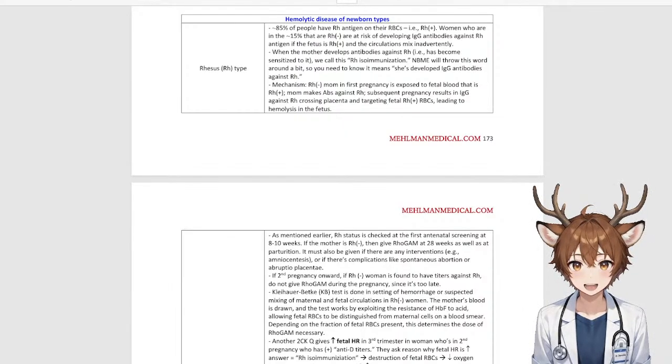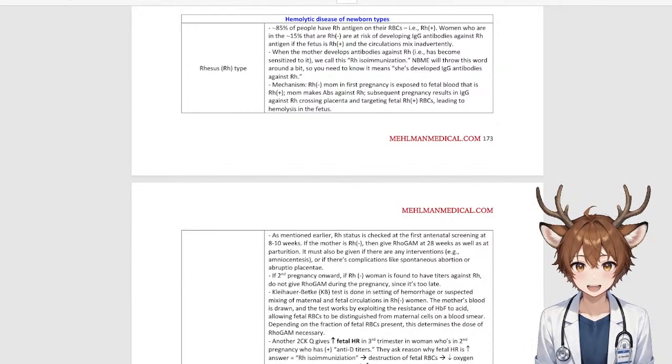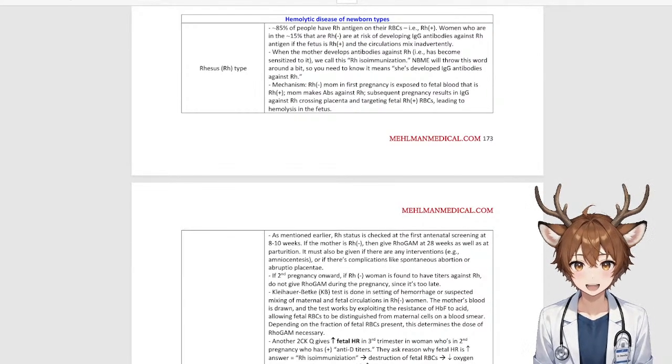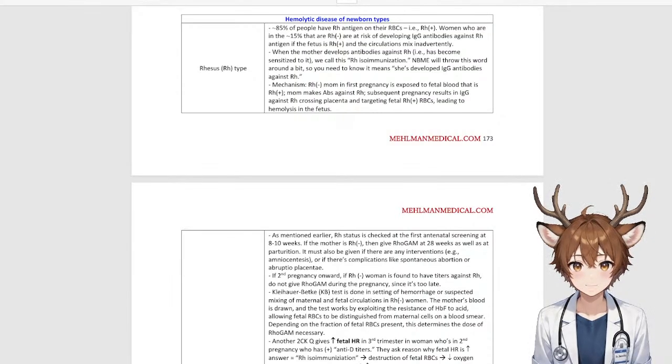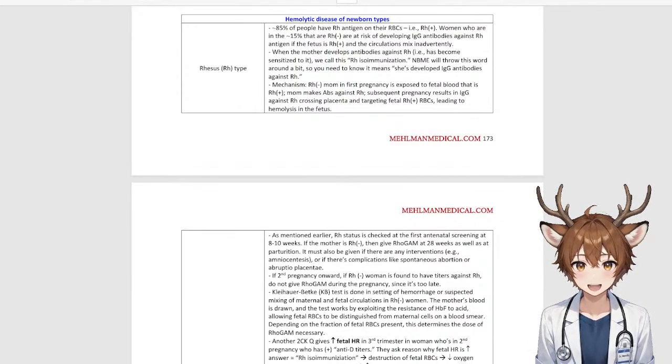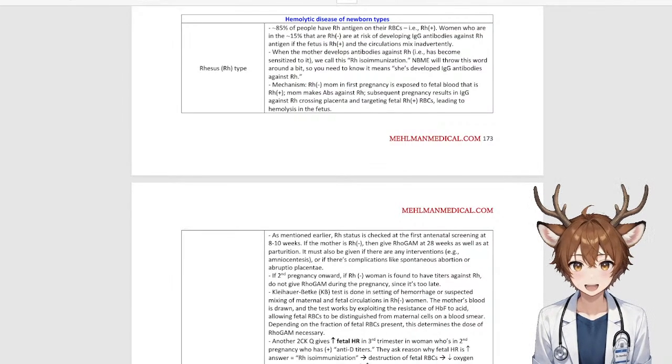When the mother develops antibodies against Rh, that is to say has become sensitized to it, we call that Rh isoimmunization. NBME will throw this word around a bit, so you need to know what it means. She's developed IgG antibodies against Rh.